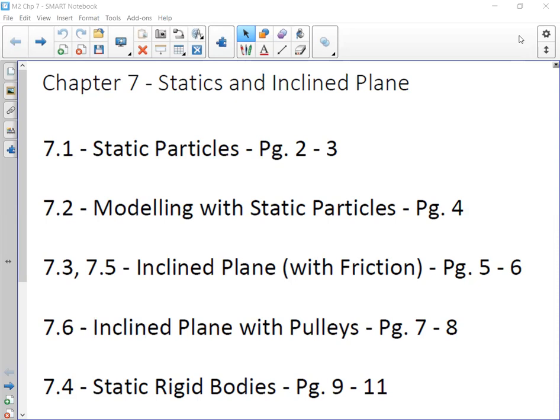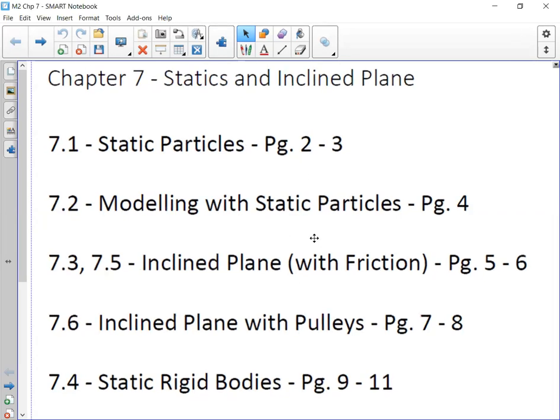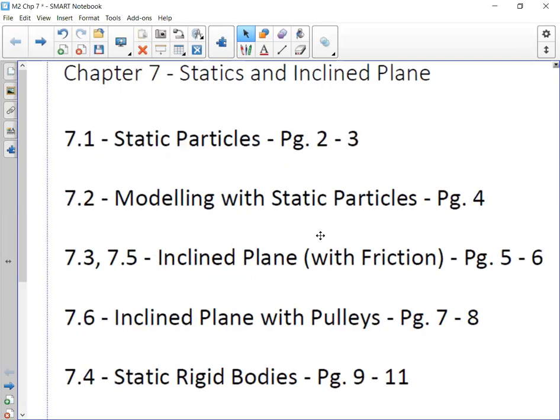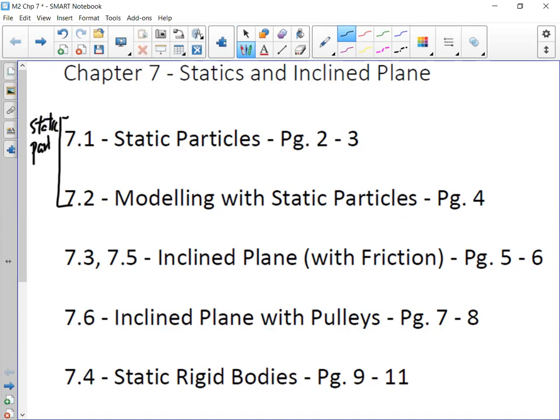Now, chapter 7, all of it is examinable. Chapter 7.1 to 7.6, they're all examinable. We'll mainly break the whole chapter into 3 parts. The first part is static particles, so equilibrium, static particles.